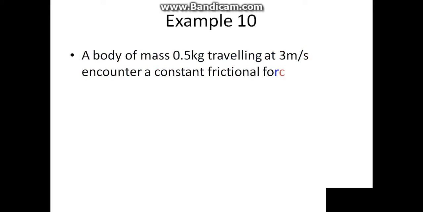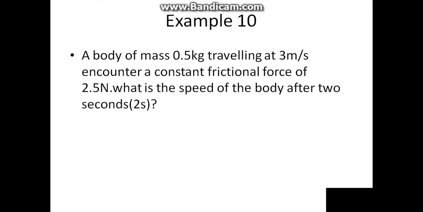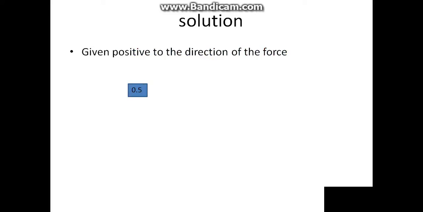Example 10. A body of mass 0.5 kilogram traveling at 3 meters per second encounters a constant frictional force of 2.5 Newton. What is the speed of the body after 2 seconds? Solution. Giving positive to the direction of force, a body of mass 0.5 kilogram having initial velocity of 3 meters per second, a force of 2.5 Newton is applied for 2 seconds. We are asked to get the final velocity.